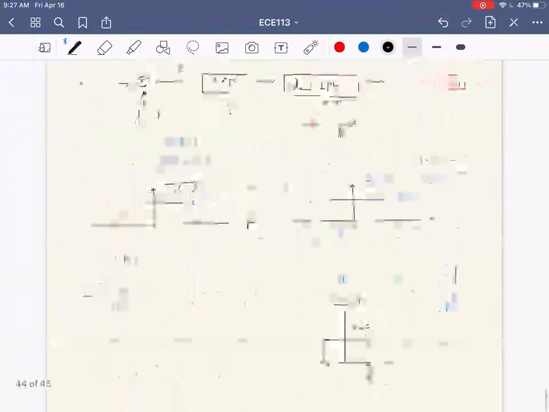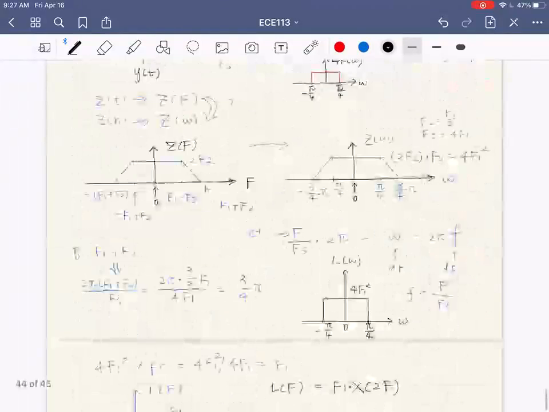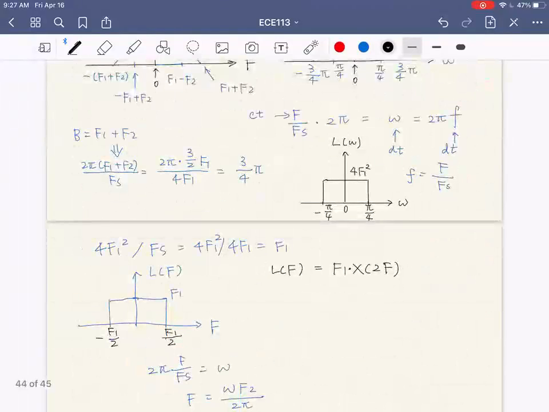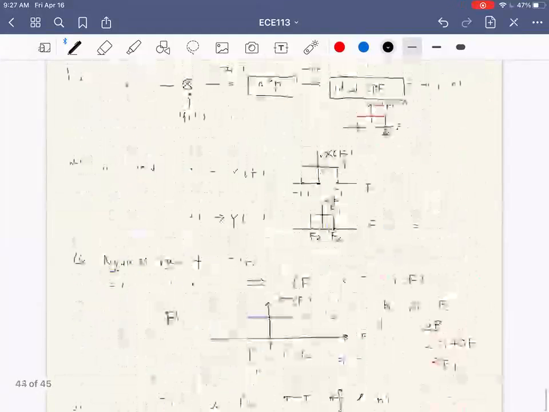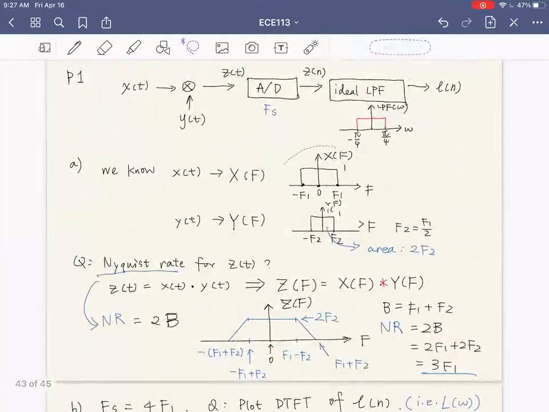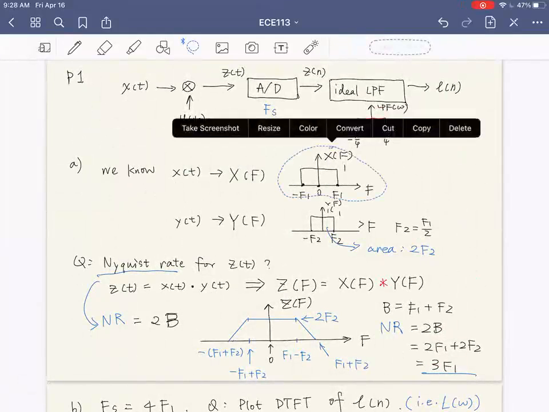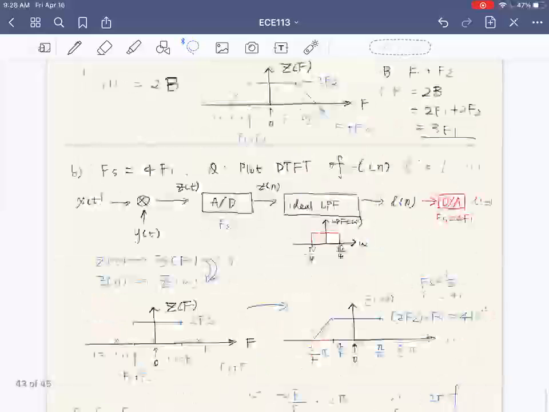Any question? Wait, hold up. Could you go over the relation between L of f and x of f again? Sure. It is more like an observation instead of calculation.